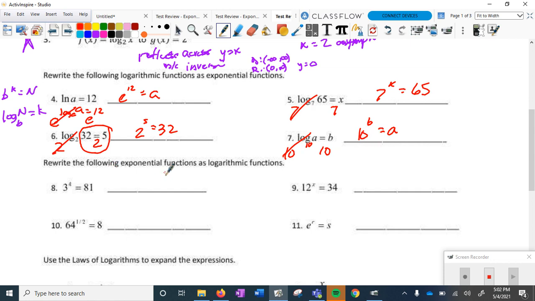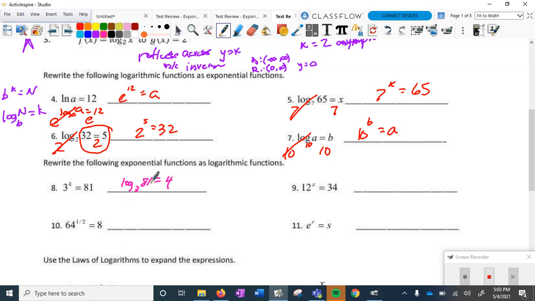Now we need to go the other direction. Now I have an exponential function that I want to turn into a log function. Okay, so same process. If I have an exponential, I can turn it into a log, or vice versa. And you can just remember the order that they go, that logs, the base stays the same, and logs equal the exponent.